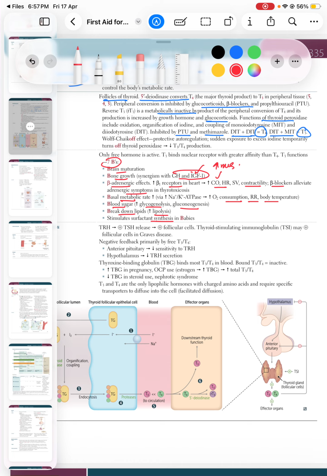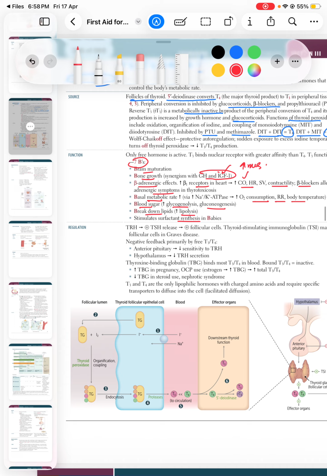Also, it regulates the blood sugar by increasing glycogenolysis, that is the breakdown of glycogen, and gluconeogenesis, the production of glucose. It also breaks down lipids, that is increased lipolysis, and it also stimulates surfactant synthesis in babies. Okay, brain maturation, bone growth, beta adrenergic effects, then basal metabolic rate, then blood sugar, then the breakdown of lipids, and then the release of surfactants in the baby.